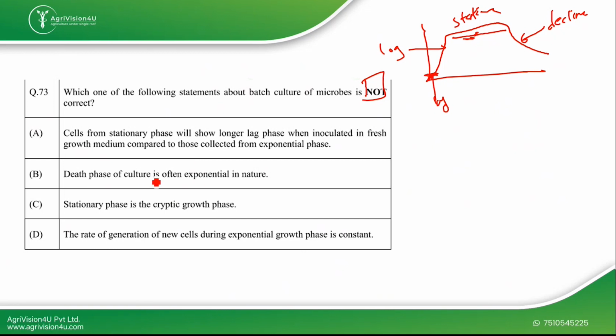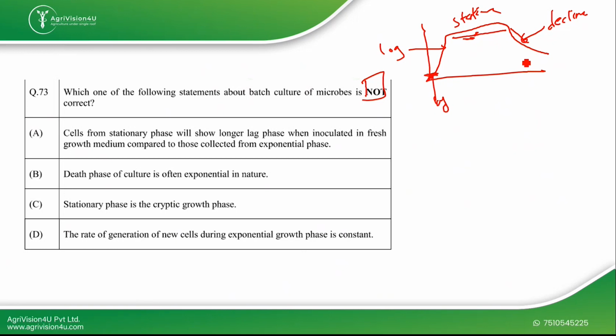Next statement is, death phase of culture is often exponential in nature. This is the decline phase. This can be exponential in the sense that your decrease in number of bacteria would be 90%, or one log cycle decrease. One log cycle decrease would be there. Hence, that is often exponential. Exponentially, they are decreasing. So option B is also correct.